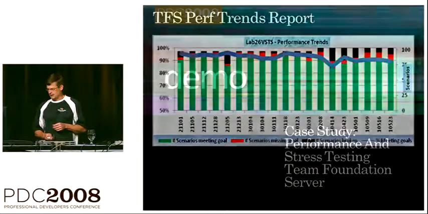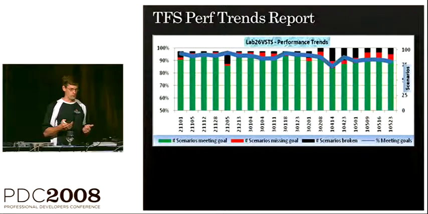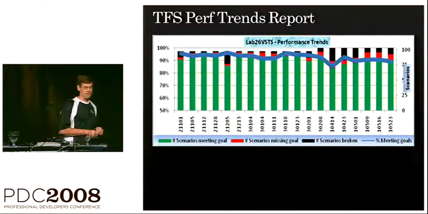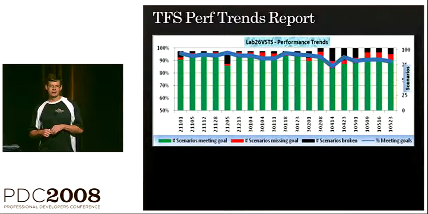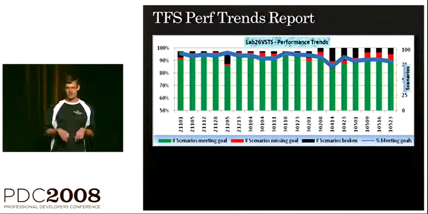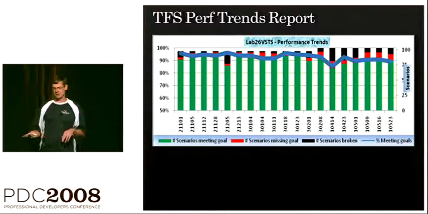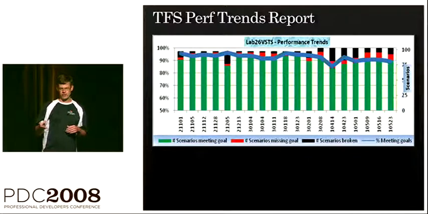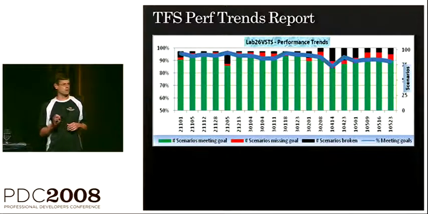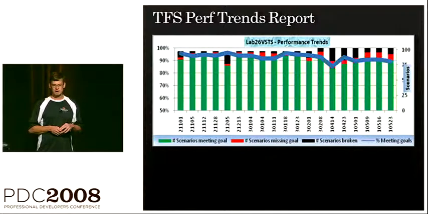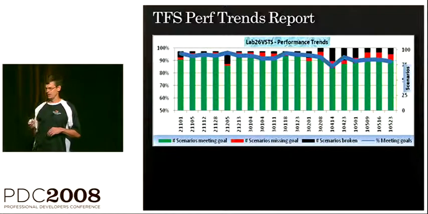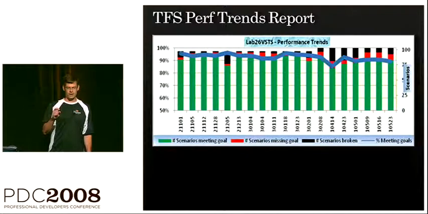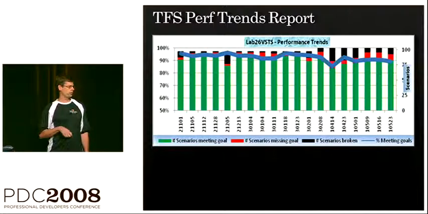If I look at one of the elements in a performance report, it is this trend report. What this gives the TFS team is a really quick way to see how they are progressing toward their performance requirements over time. The x-axis here is builds, and the blue line is a trend line which trends the number of scenarios that are meeting the goal. The green bar is a count of scenarios meeting the goal, the red bar, scenarios that are missing their goal, and the black bar are tests that aren't working right now.